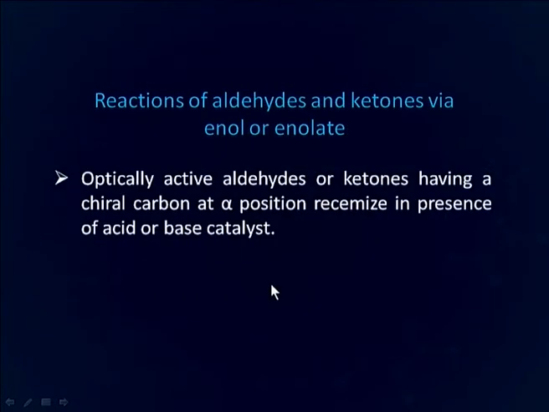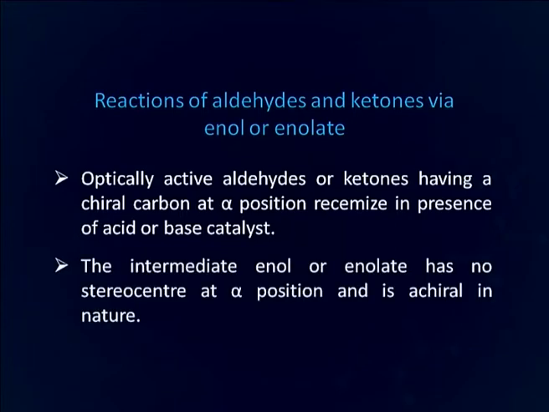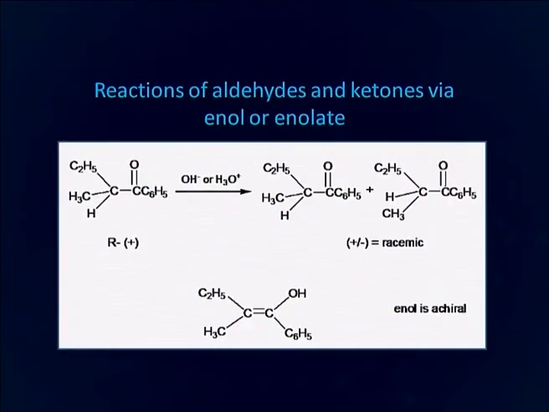Optically active aldehydes or ketones having chiral carbon at alpha position racemize in presence of acid or base. The intermediate enol or enolate has no stereocenter at the alpha position and is achiral in nature. Like in this particular example, you can see that this is a ketone having alpha hydrogen here, and this carbon is chiral also in nature.